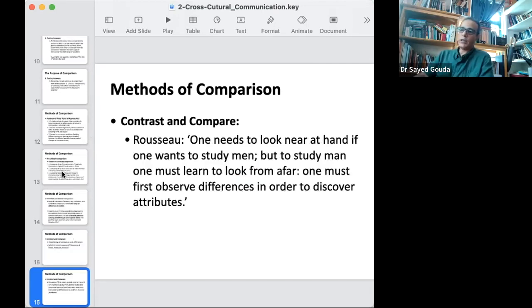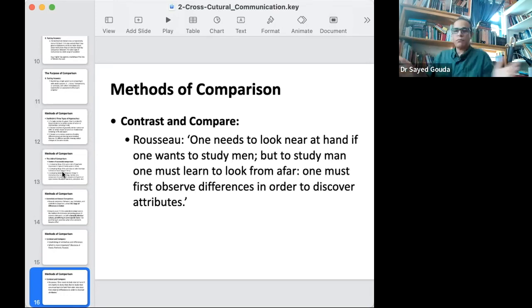For example, Jean-Jacques Rousseau, the French philosopher who lived from 1712 to 1778, said, one needs to look near at hand if one wants to study men, but to study men, one must learn to look from afar, from a distance. So this falls in line with what we said earlier, to distance ourselves from the over-familiar.